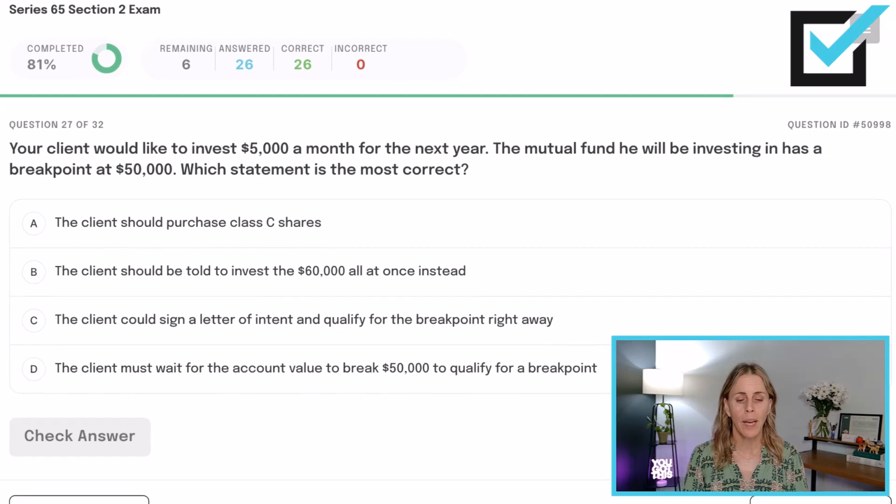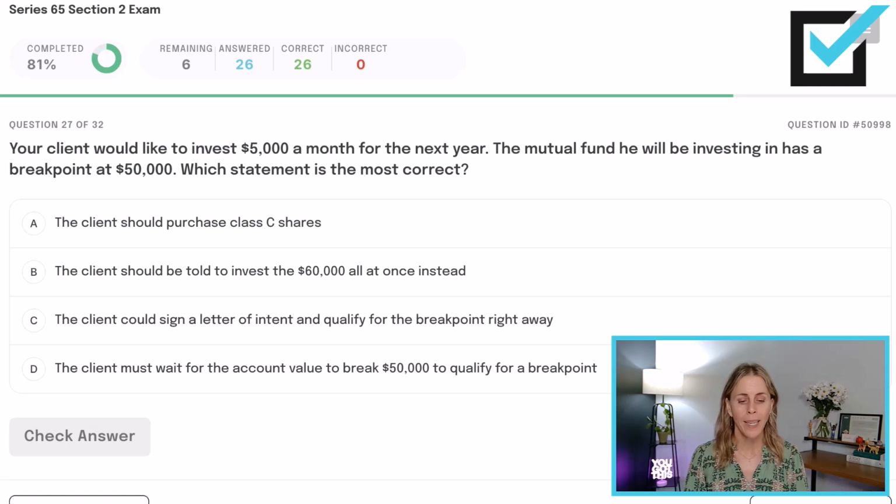Your client would like to invest $5,000 a month for the next year. The mutual fund he will be investing in has a breakpoint at $50,000. Which statement is the most correct? The client should purchase Class C shares. The client should be told to invest the $60,000 all at once instead. The client could sign a letter of intent and qualify for the breakpoint right away.